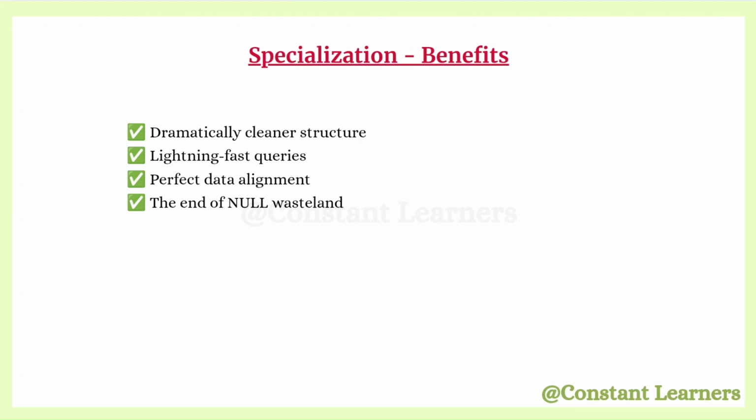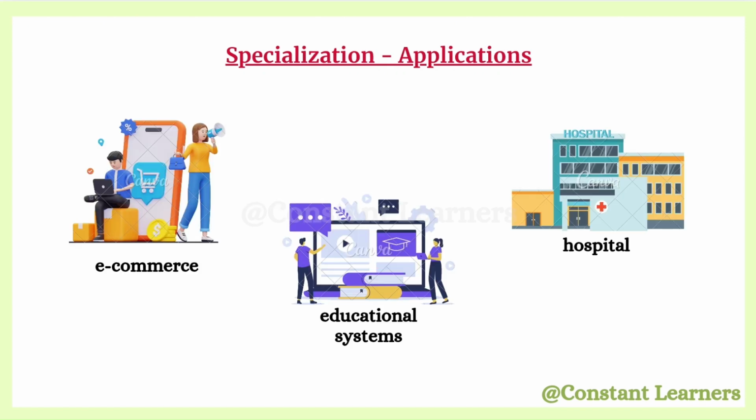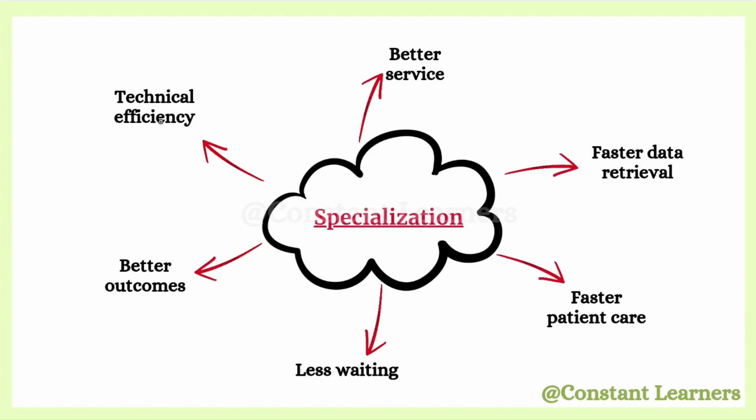This specialization approach doesn't just apply to hospitals. Think about e-commerce platforms, educational systems, or any application where different user types have unique attributes. The principle remains the same, right? But here's what most tutorials won't tell you about specialization. It's not just technical efficiency. In real-world applications like hospitals, this design pattern directly translates to better service, faster data retrieval, that means faster patient care, which means less waiting, and finally, potentially better outcomes. Alright, so that was all about specialization.